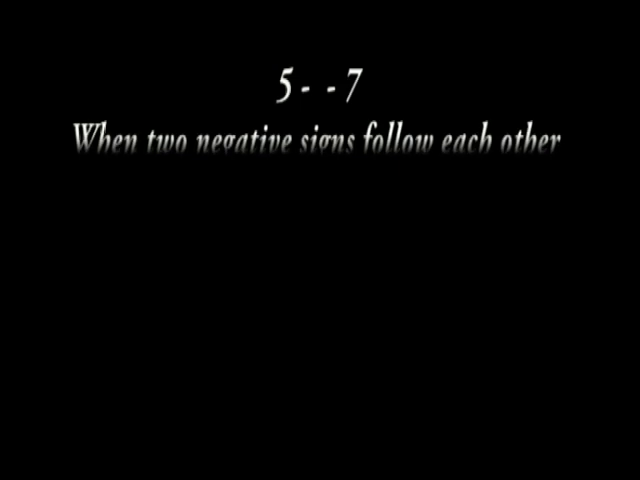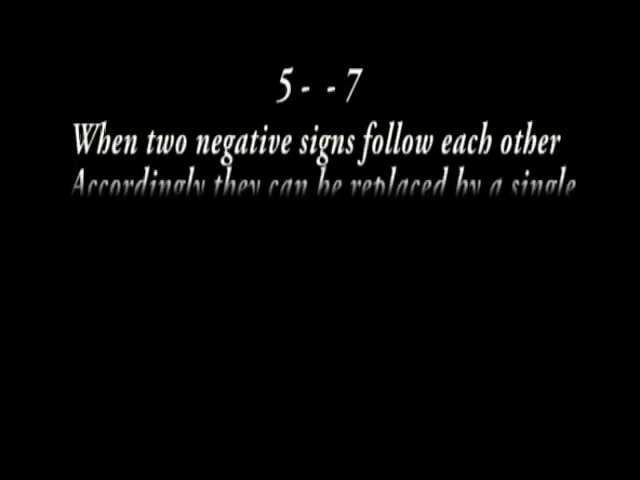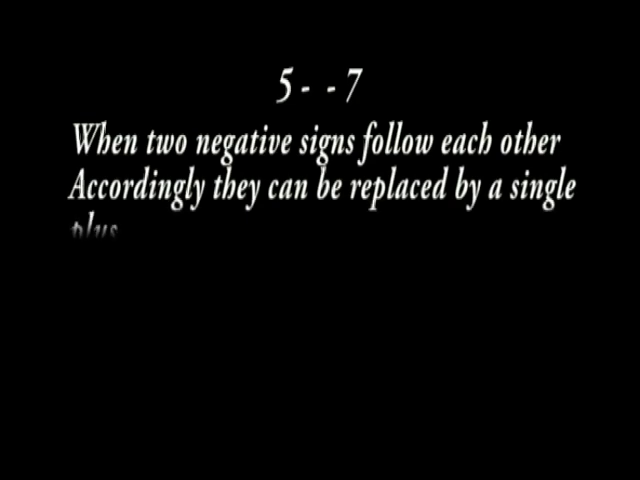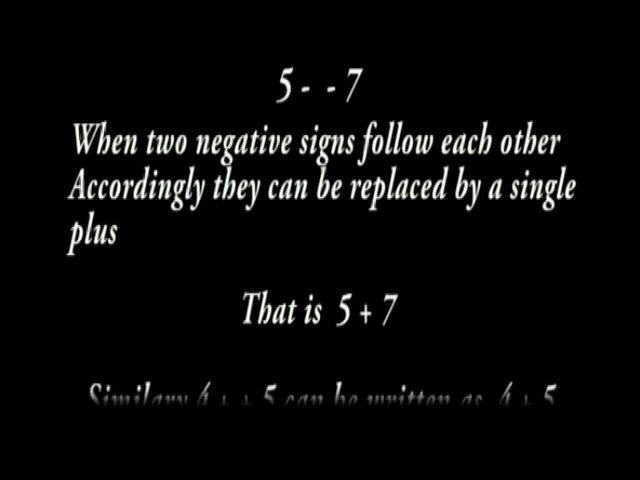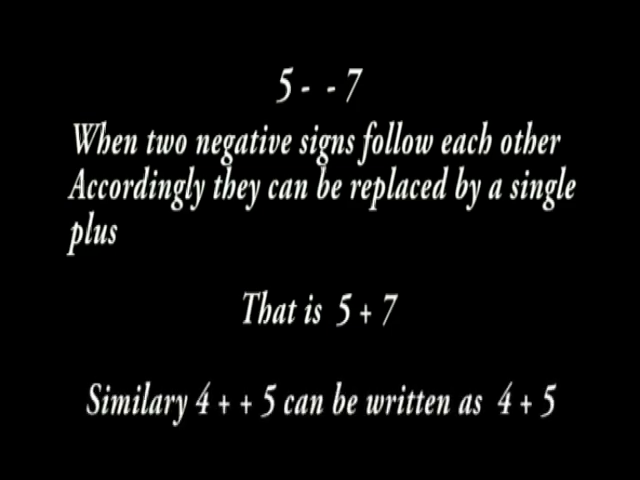The third thing to know is that when similar signs follow each other, they can be replaced by a single positive sign. For example, 5 minus negative 7. Note that two negative signs are following each other. Accordingly, they can be replaced by a single plus sign, that is 5 plus 7. Similarly, 4 plus positive 5 can be written simply as 4 plus 5.